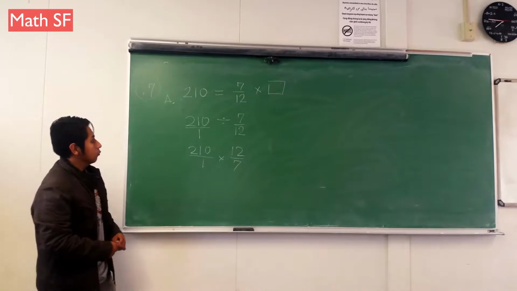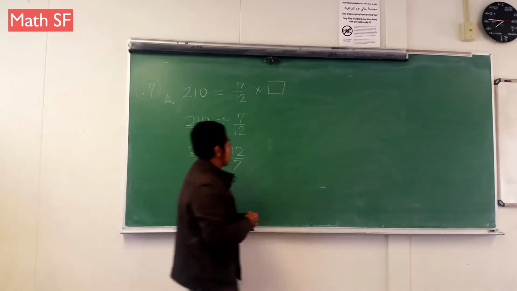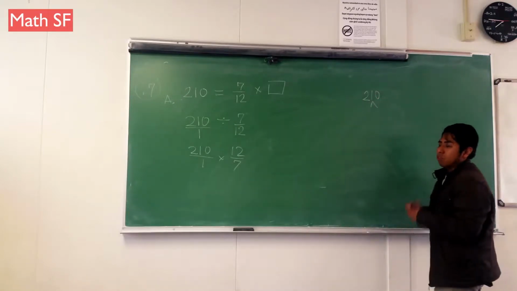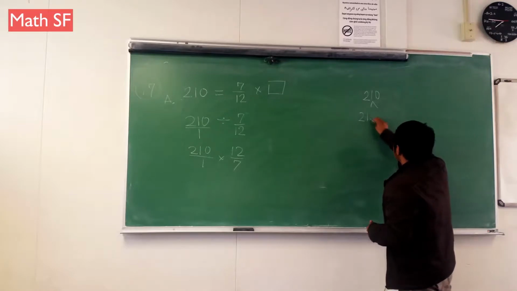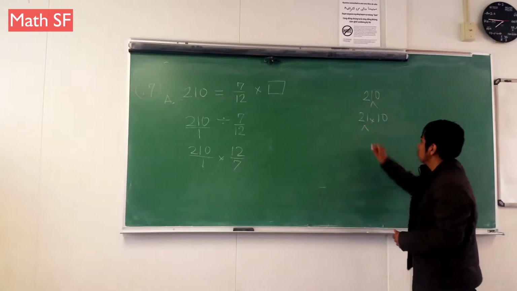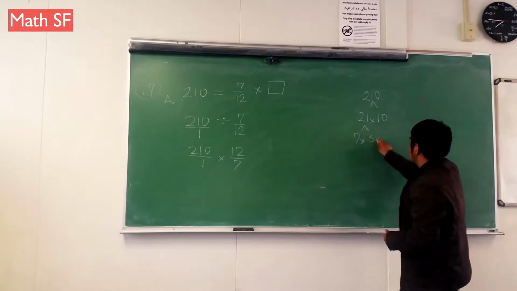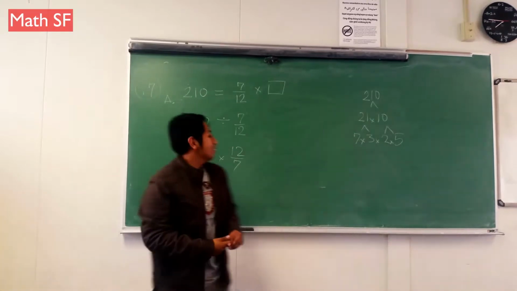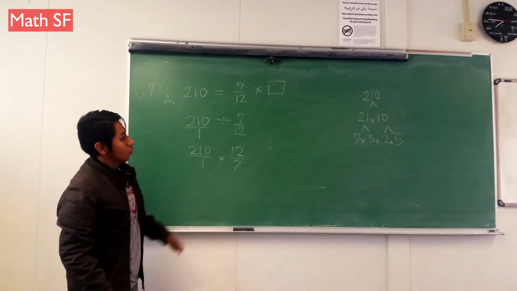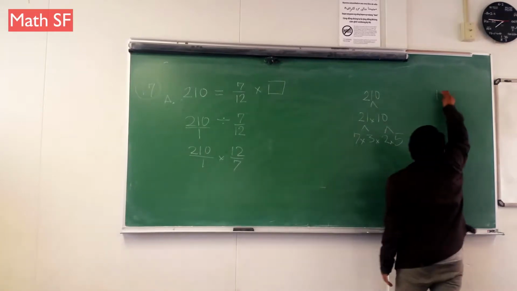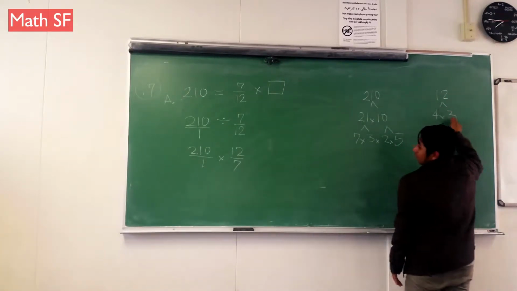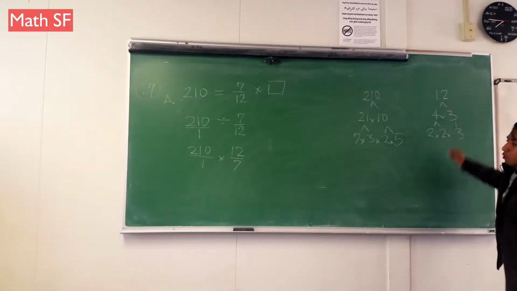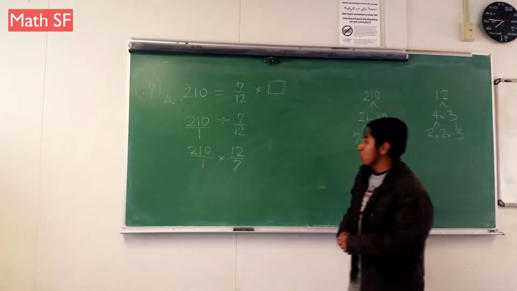Now let's factor each of them. So 210, what gives me 210? Let's see. Well, this ends in 10, so that should be 21 times 10. And this 21 should be 7 times 3. And this 10 here should be 2 times 5. So now I have the 12. So 12 should be 4 times 3. And this 4 is going to be 2 times 2. And this should be a 3. The 7 is a prime number, so I'm not going to do anything with it.